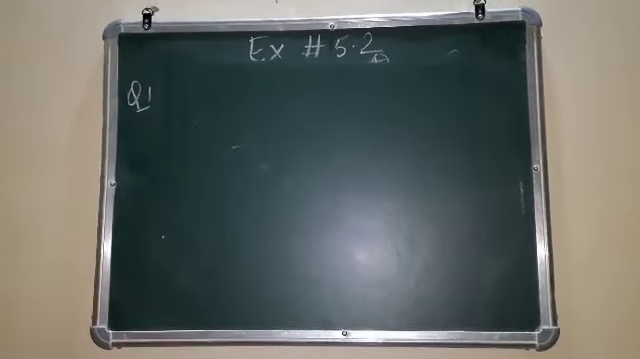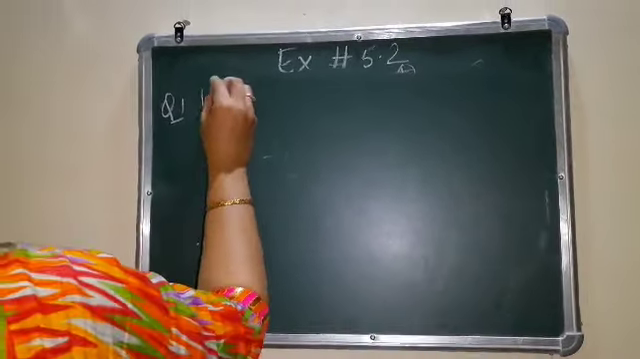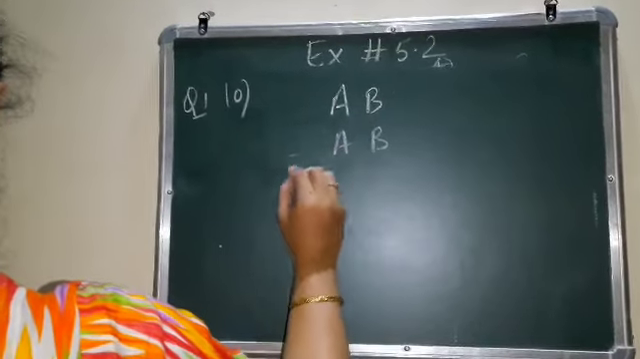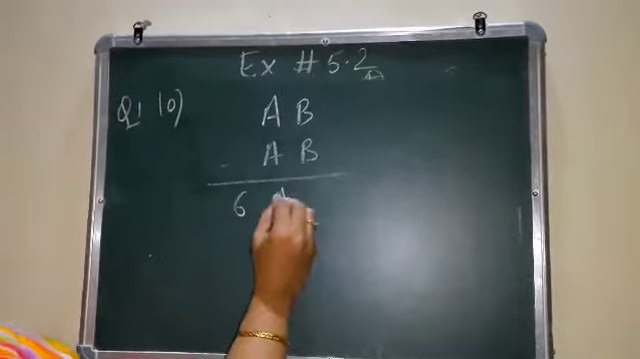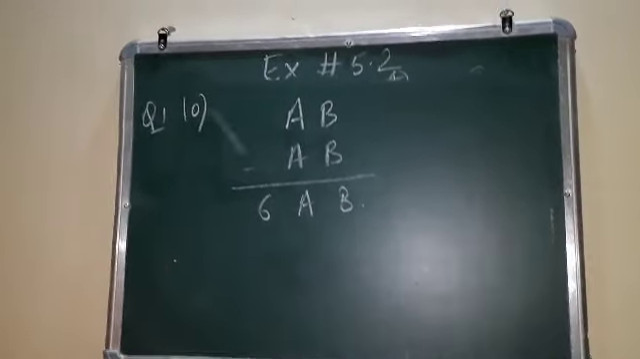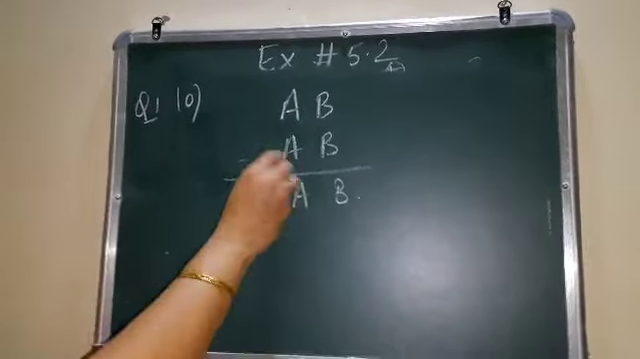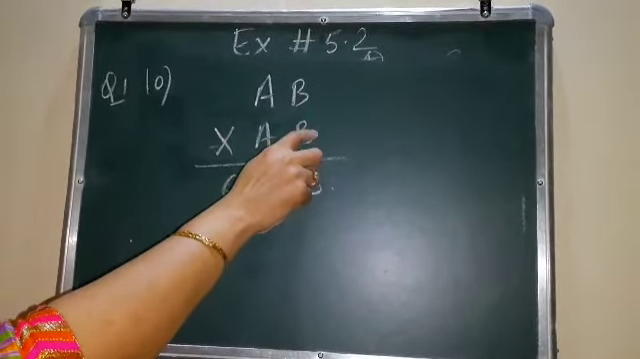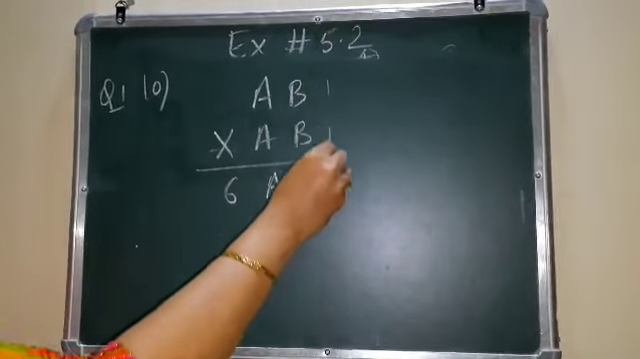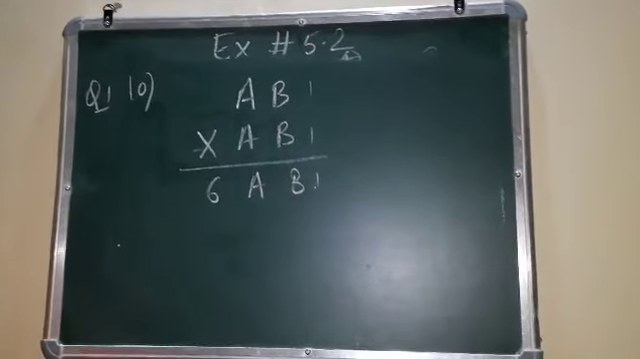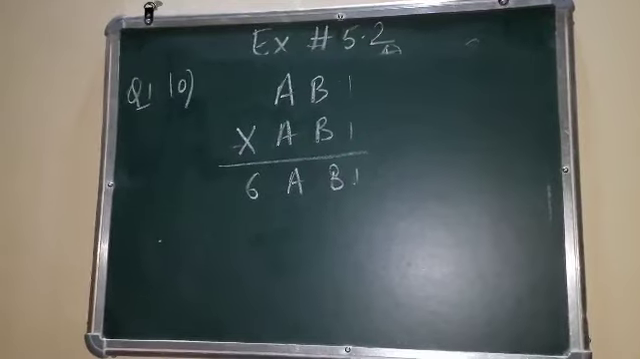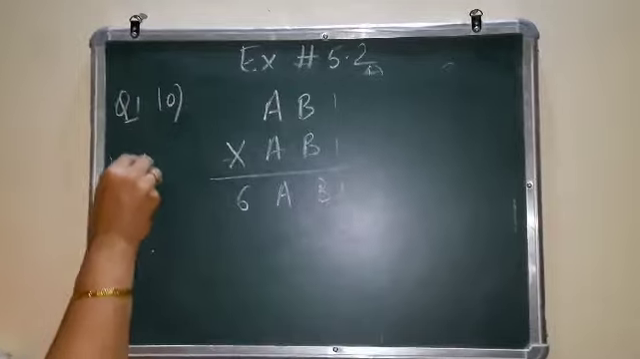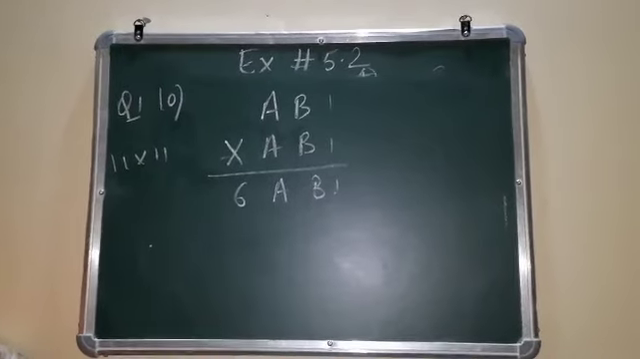Let us do 10th part. It is AB into AB, and your answer is 6AB. Now see, all these numbers should be same. So if I put 1 1, 1 ones are 1, but I want this 2-digit number, right? So we have to think of something else. Same numbers you have to multiply. That means 11 into 11 you can have. So just think of the perfect squares for this.